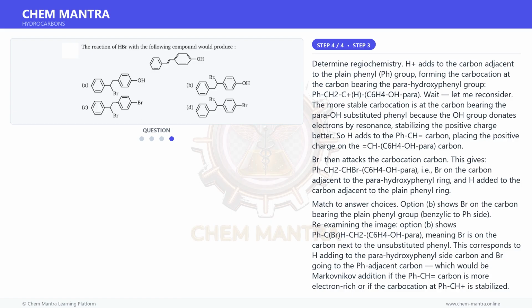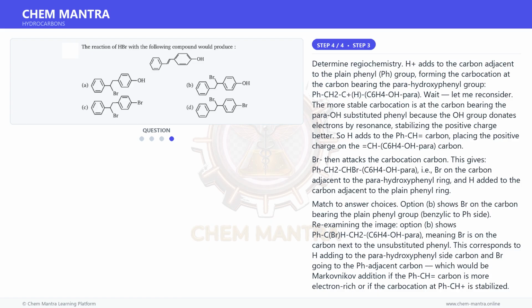The more stable carbocation is at the carbon bearing the para-substituted phenyl because the OH group donates electrons by resonance, stabilizing the positive charge better. So H adds to the PhCH= carbon, placing the positive charge on the =CH-C6H4-para carbon. Br then attacks the carbocation carbon. This gives PhCH2CHBrC6H4-para, i.e., Br on the carbon adjacent to the para-hydroxyphenyl ring and H added to the carbon adjacent to the plain phenyl ring.